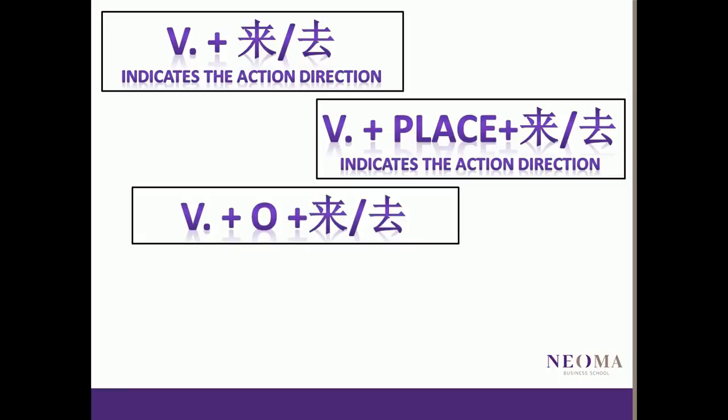Alright, the next one. If there's an object, you can either put the object in front of 来 or put it after 来 or 去. Both are correct. 他上楼，他带来书了，他带书来了。They are both correct. Same thing.